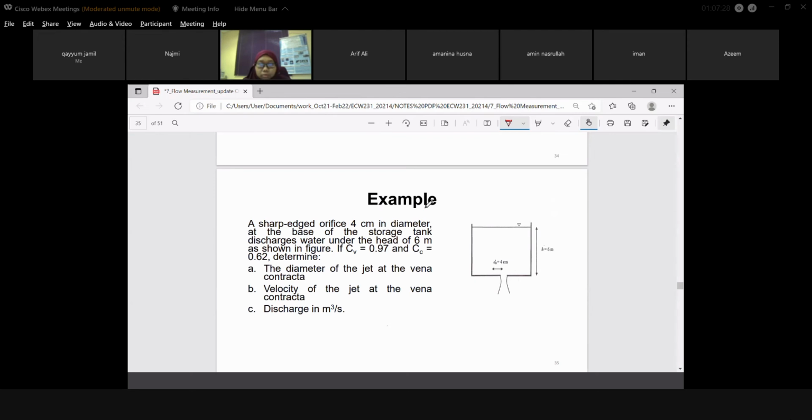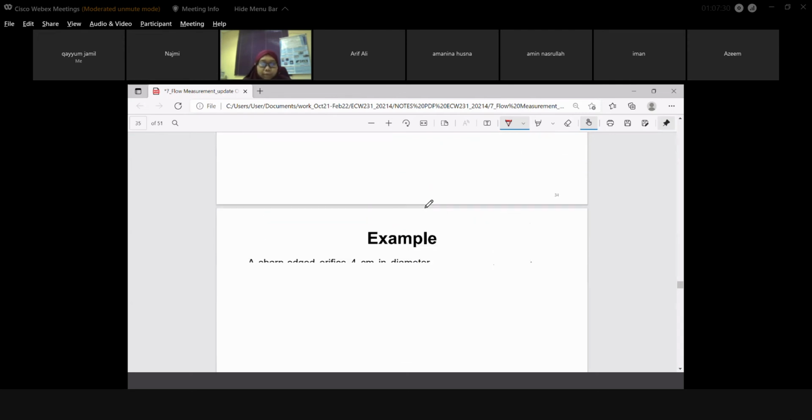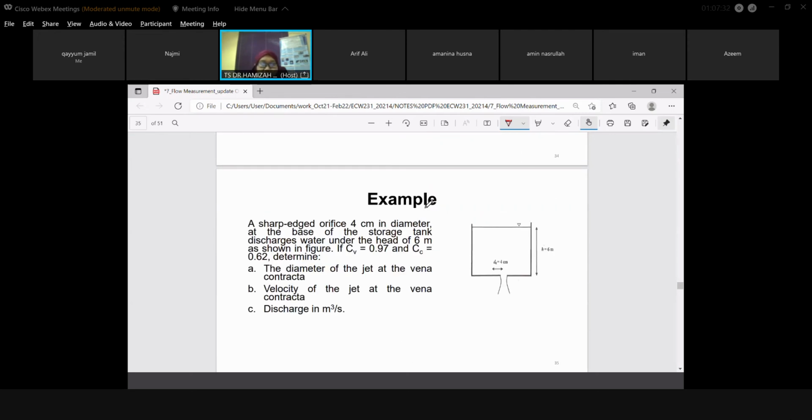Okay, so back to the examples. With the values given, we have CV and also CC, so you can calculate CD. CD is CC times CV. Okay, why do we need CD? Because we need to find the discharge Q.